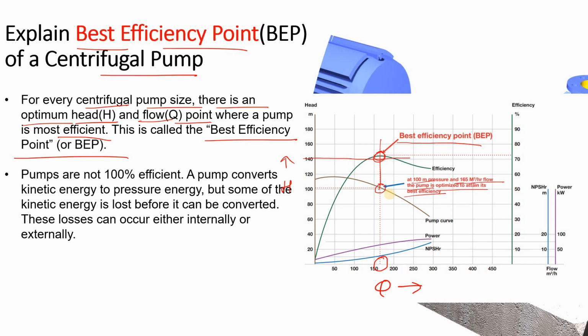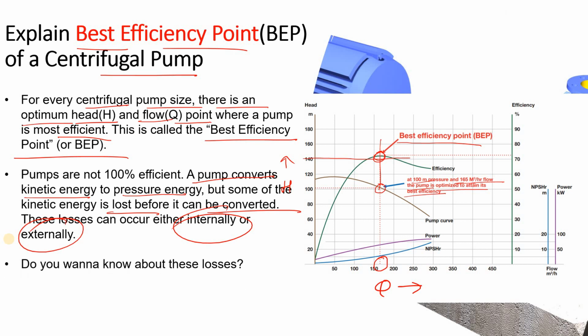And if I talk about the centrifugal pump, a centrifugal pump converts kinetic energy into pressure energy, right? So when the kinetic energy converts into pressure energy, some amount of the kinetic energy is lost before it converts into pressure energy, right? Now there will be one question in your mind: what are these losses? Mainly these losses are internal losses or external losses, right? Do you want to know about these losses? Yes. Okay, so we will discuss these losses.